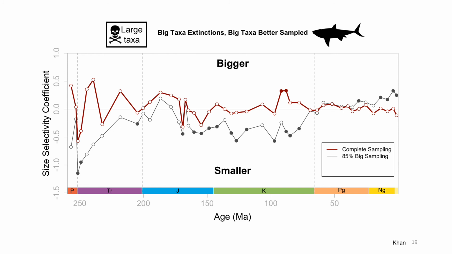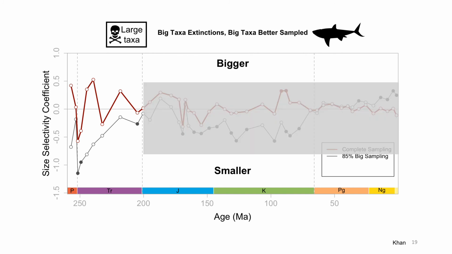Results are clearest when we look at the most uneven record. That is, 85% of the collected fossils are big and only 15% are small. In the Triassic, both body sizes are at risk of extinction, but not significantly so. However, because our small-bodied fossils are sampled so little, there are 3 instances of small taxa being significantly at risk of extinction.